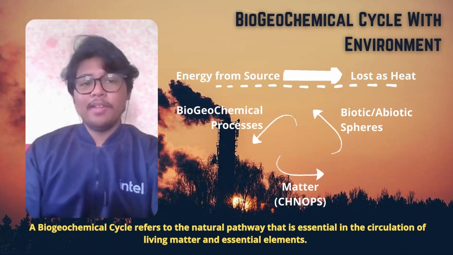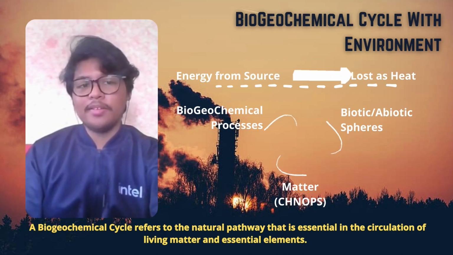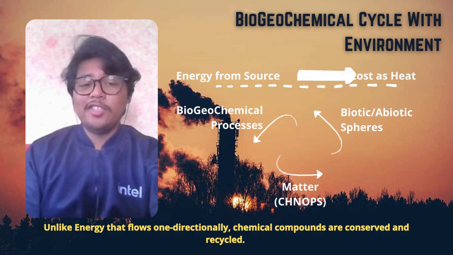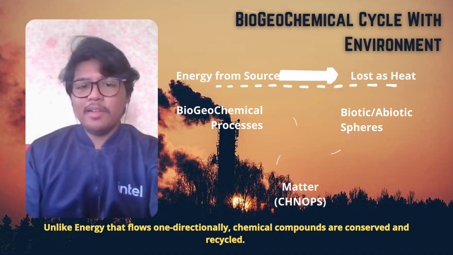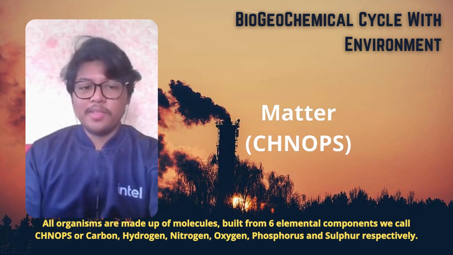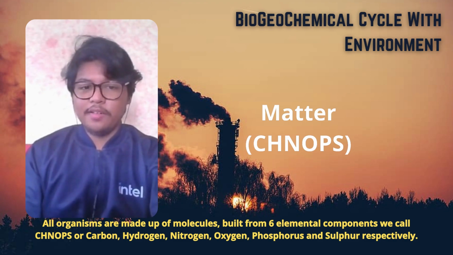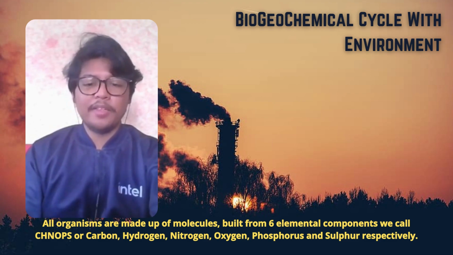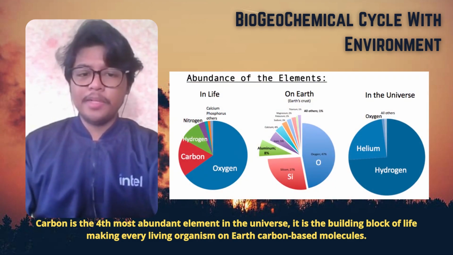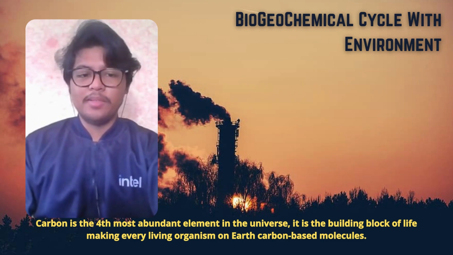A biogeochemical cycle refers to the natural pathway that is essential in the circulation of living matter and essential elements. Unlike energy that flows one directionally, chemical compounds are conserved and recycled. All organisms are made up of molecules, built from 6 elemental components we call SHNOPs, or carbon, hydrogen, nitrogen, oxygen, phosphorus, and sulfur, respectively. Carbon is the 4th most abundant element in the universe. It is the building block of life, making every living organism on Earth carbon-based molecules.